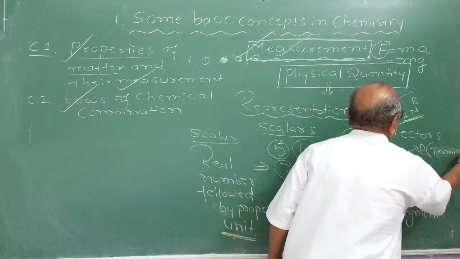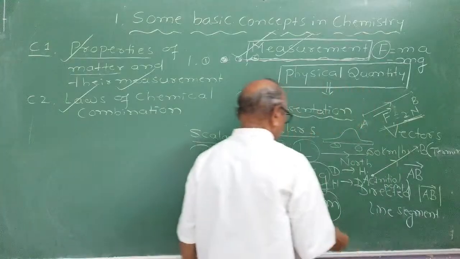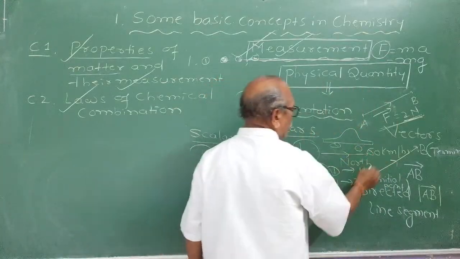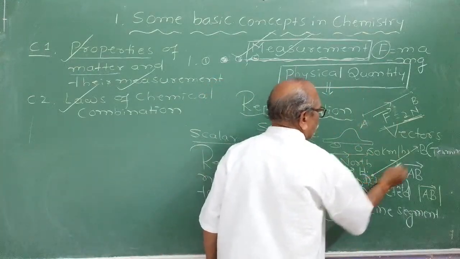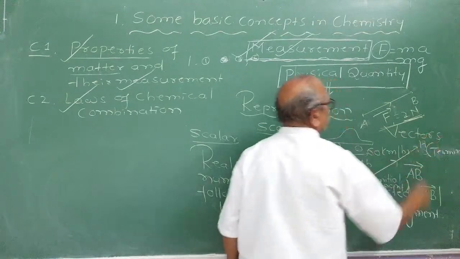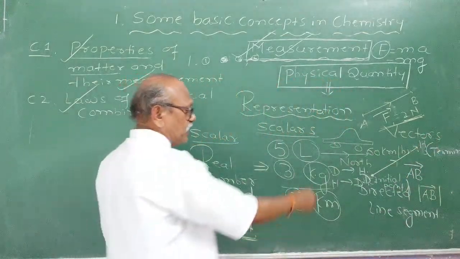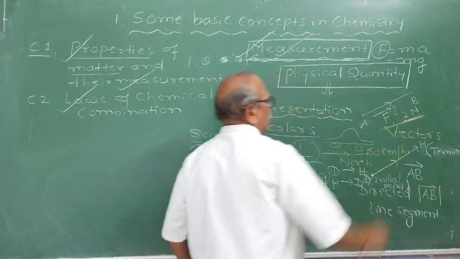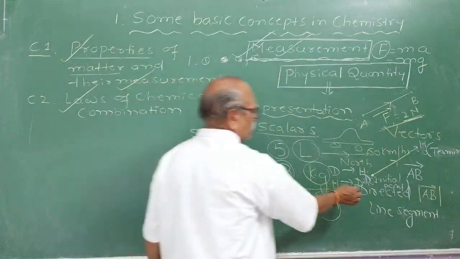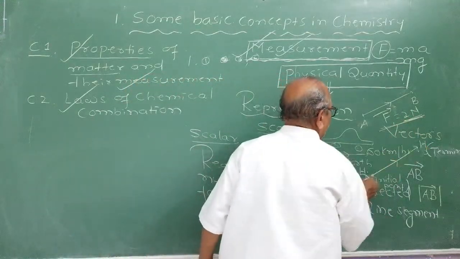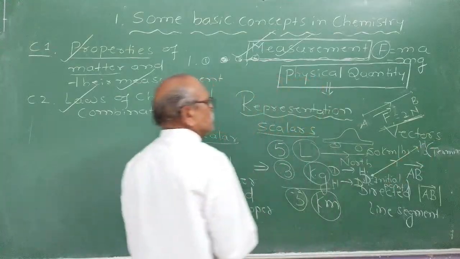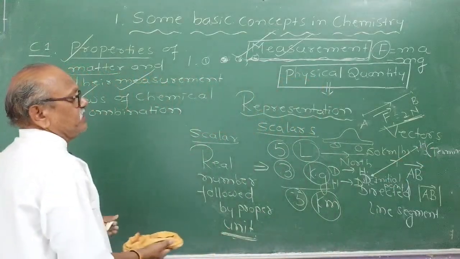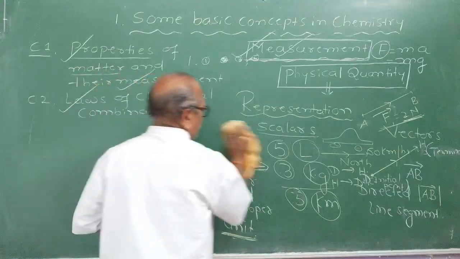If you start traveling from Dharwad to Hubli, this Dharwad will be what? Initial point, and Hubli will be what? Terminal point. And this particular velocity is represented by the vector Dharwad to Hubli, DH. That is the difference between the scalars and the vectors.